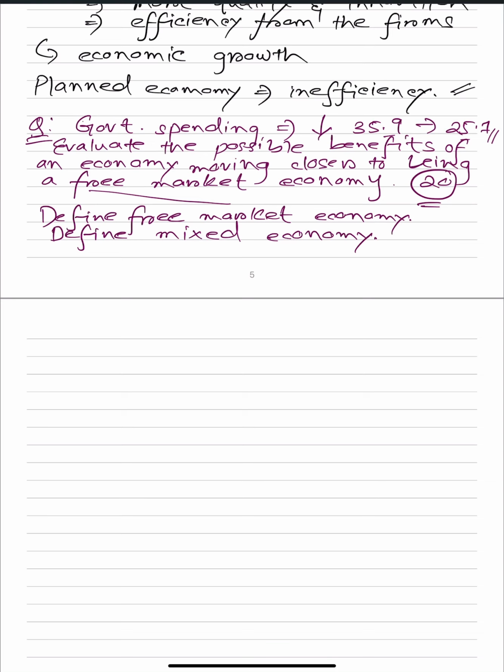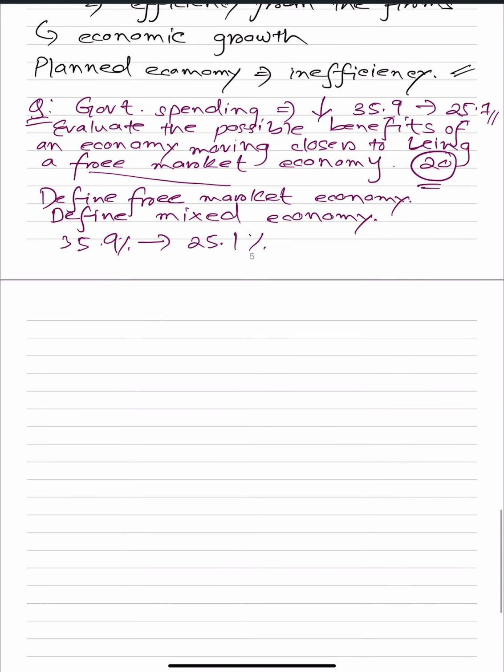There go our definitions, and then we will talk about what we have gathered from the data. So basically, Ireland is moving from 35.9% government share to 25.1% government share as a percentage of GDP. So we are going to say that government involvement has been reduced by 10.8 percentage points over the last 12 years.